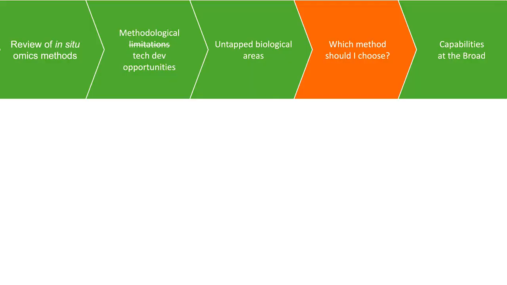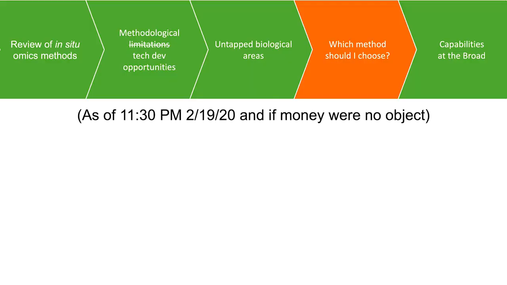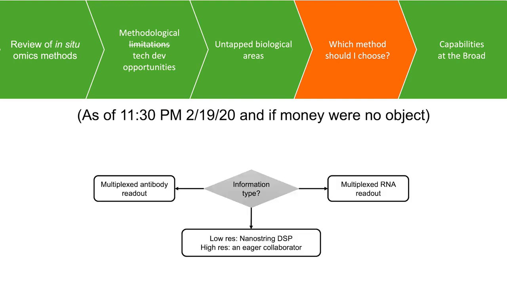So this is going to be an awful flowchart, but you can have the slides later and then walk yourself through it as you want. And this is updated as of last night at 11:30. The question you have to ask yourself right now is, what kind of information are you looking for? If you want proteins, you want antibody-based readouts. If you want RNA, obviously you want transcriptomic-based readouts.